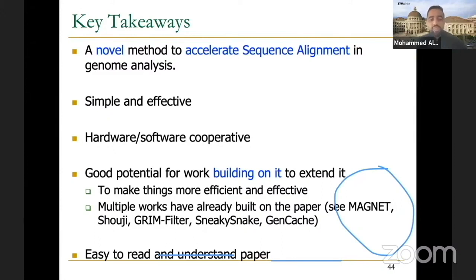So this is a good potential for work building on it, and there is a lot of work that uses GateKeeper to extend and build on top of it. We were going through some of them. Some are very recent work, some are older. But there are multiple related works that build on top of GateKeeper and find ways to improve the accuracy or the speedup.